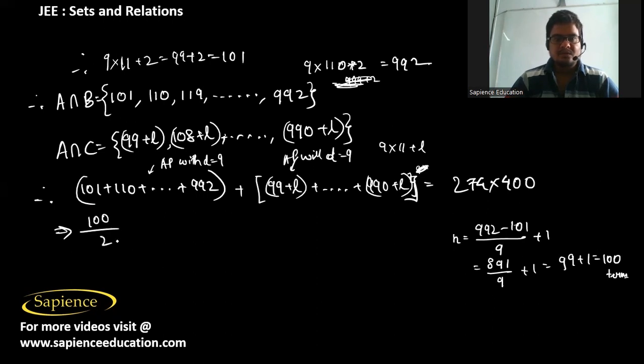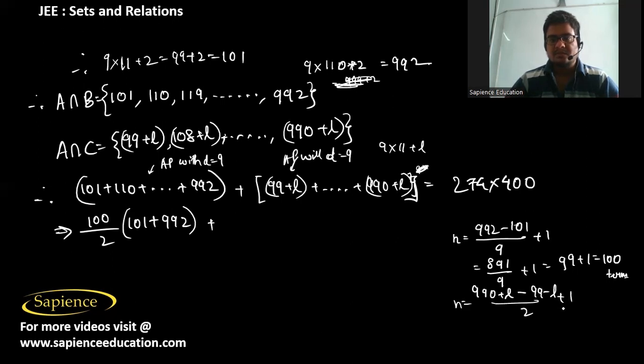So there will be 100 by 2. The sum will be equal to n by 2 into a plus L. Plus here also, n will be 990 plus L minus 99 minus L, by 9, plus 1. That is 891 by 9 plus 1. So this will also be 100 terms. So here also 100 terms.